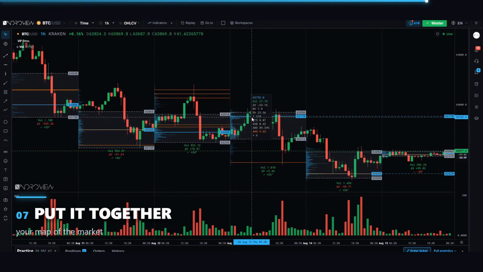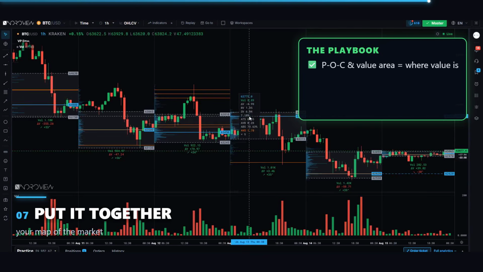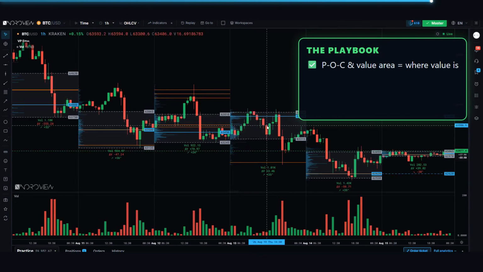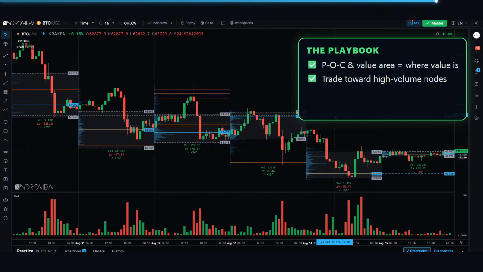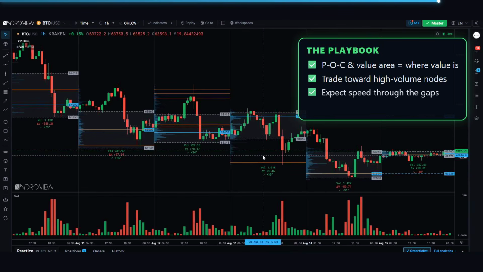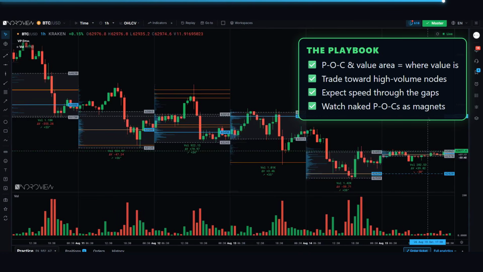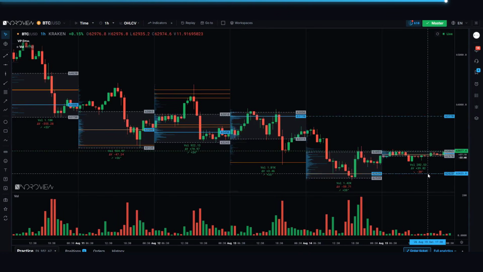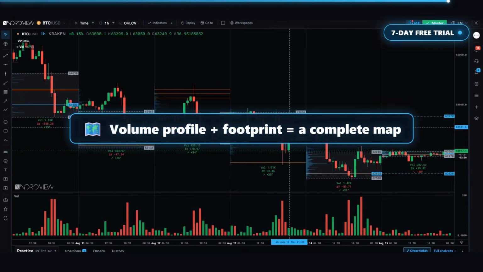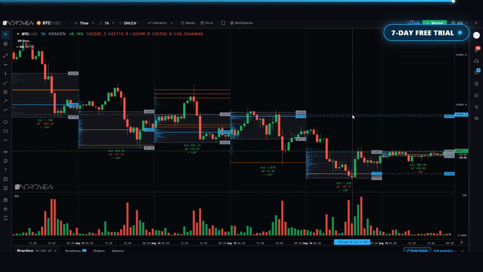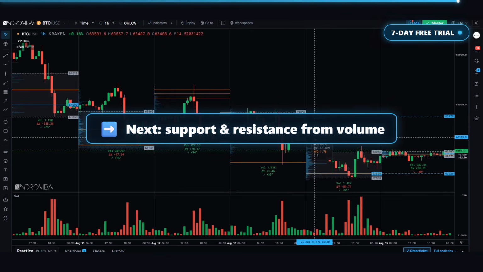So let me put the whole thing together. Use the POC and the value area to know where value is sitting right now. Trade toward the high volume nodes because that is where price wants to go. Expect speed through the low volume gaps between them. And watch the naked POCs as magnets above and below the current price. Layer all of that on top of a footprint chart and you have a complete map. Where the market has been and where it is likely to want to go next. In the next video, I will use these levels to find support and resistance.